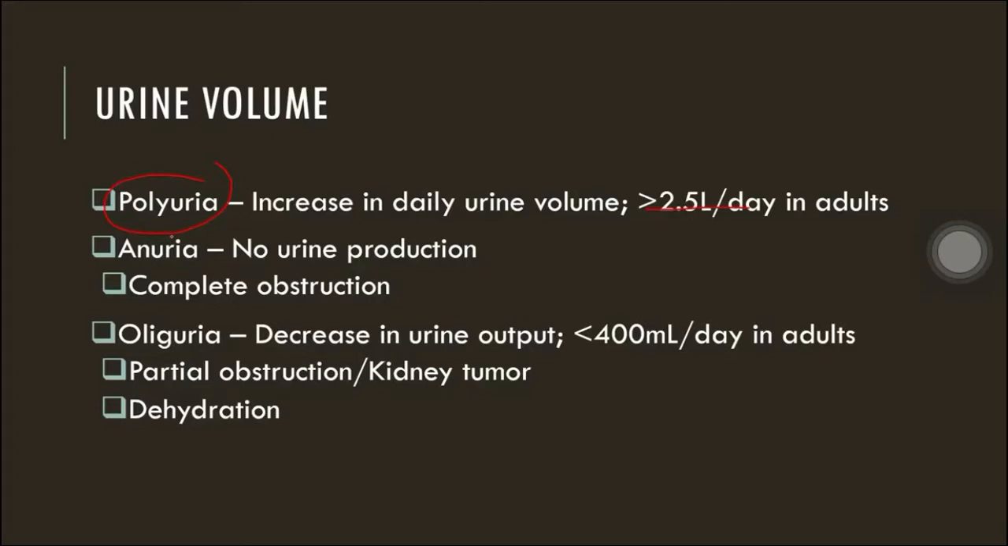For anuria, no urine production or complete cessation of urine. Nangyayari yung anuria sa complete obstruction of the urinary tract. For oliguria, decrease in urine output, less than 400 milliliters per day in adults. What are the conditions associated with oliguria? Partial obstruction of the urinary tract or kidney tumor, as well as dehydration. So again, urine volume is largely dependent on the body state of hydration.